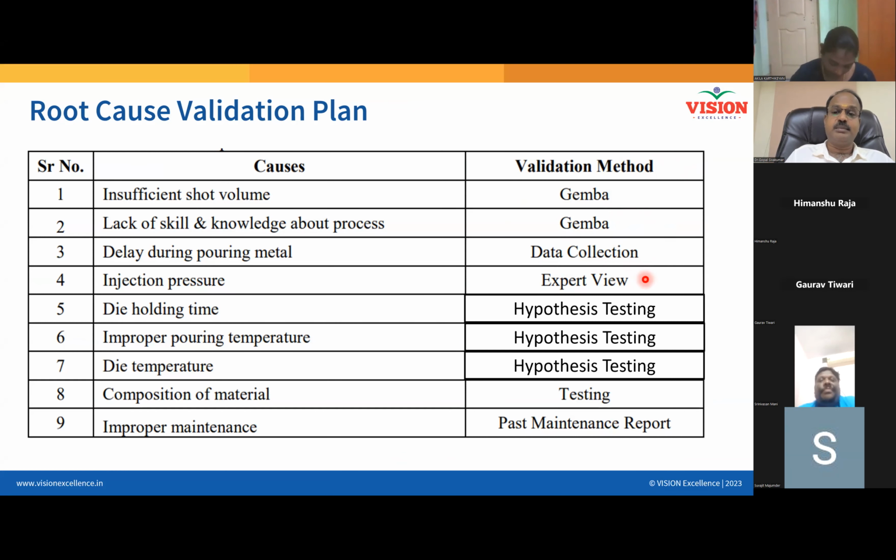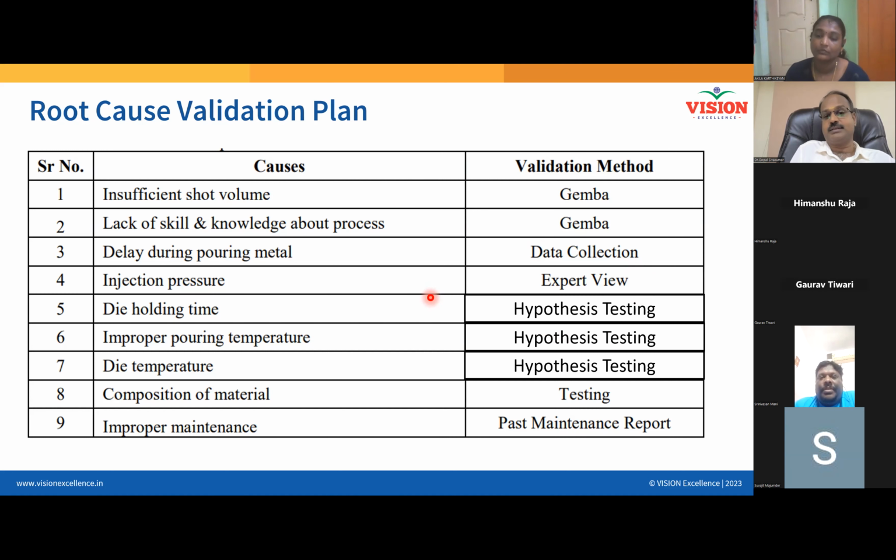Some of the factors are validated by experts' opinion. See here, injection pressure. They realized that making changes in the injection pressure is a very critical job, so they decided to go with experts' opinion, because practical limitations we have to accept sometimes. Hope all of you agree with me. Right? Practical limitation. For example, now the time is 9:45, so there are practical limitations, isn't it? Listening to the training after 9:30 is really difficult. So practical limitation here. So, experts' opinion.